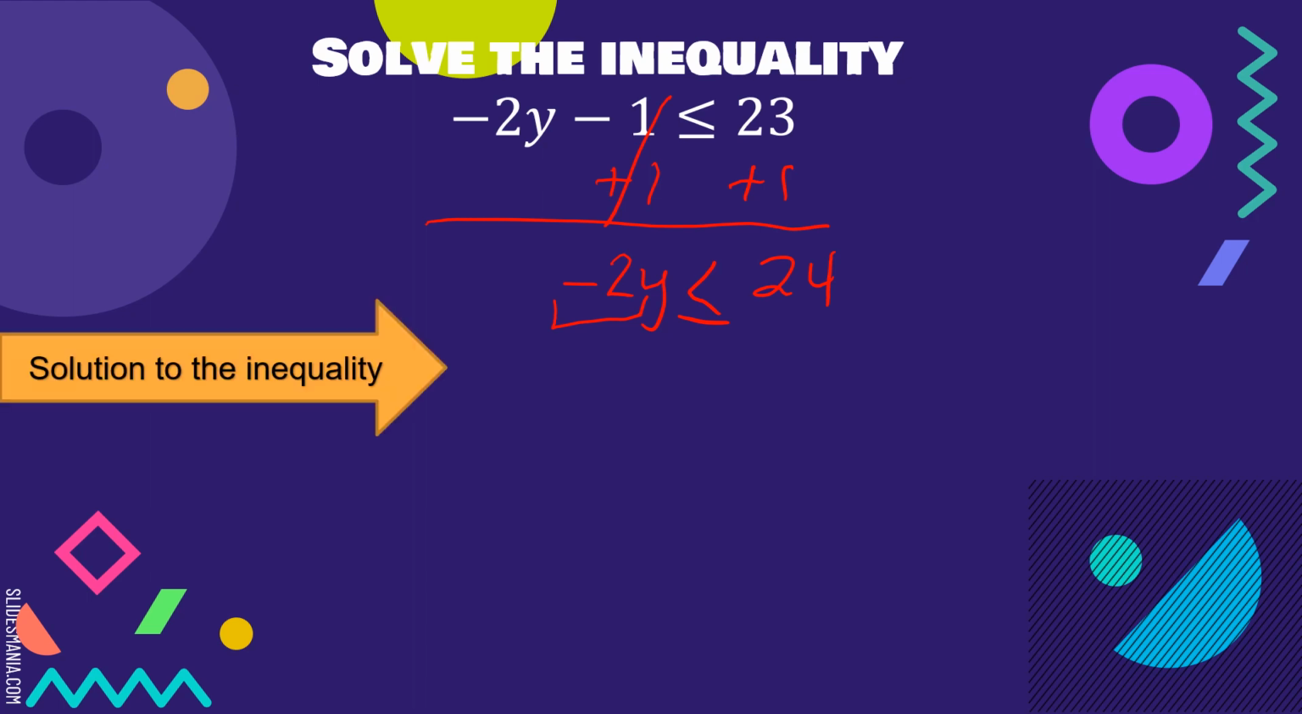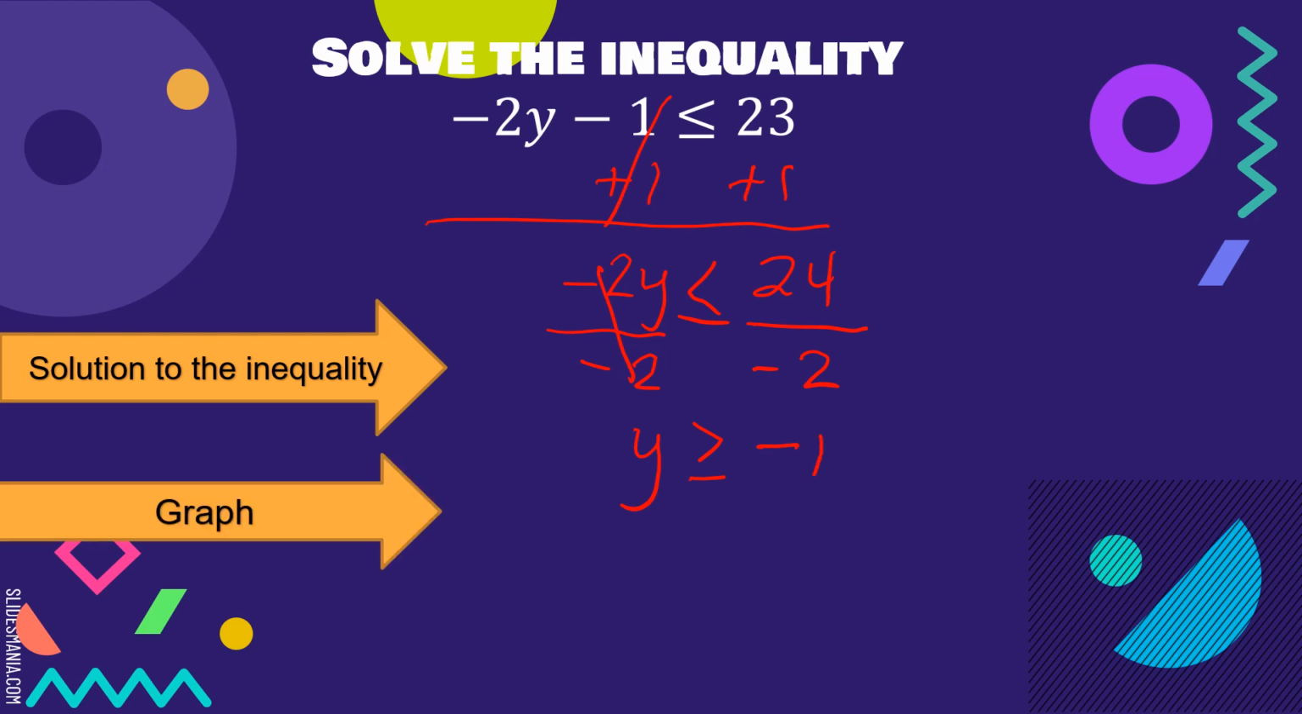And we need to eliminate this negative 2 by dividing by negative 2 on both sides of the inequality. So negative 2 divided by negative 2, that is just y. And take note, since we are dividing by a negative number, we have to change the direction of our inequality. And this will become greater than or equal to. And 24 divided by negative 2, that is negative 12. So this is the solution to our inequality. y is greater than or equal to negative 12.